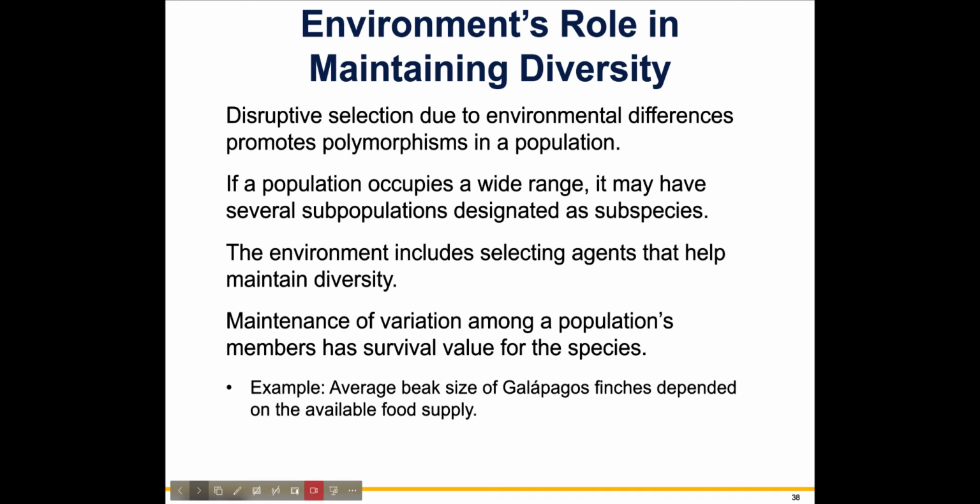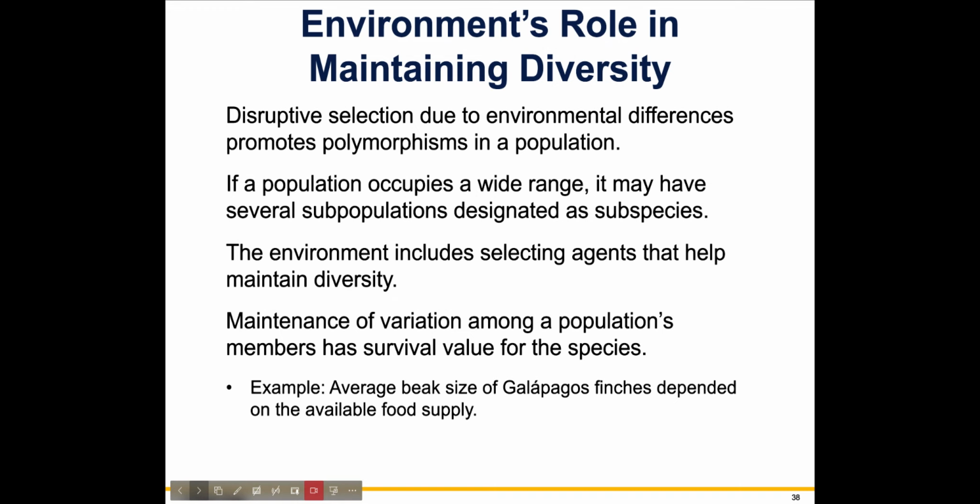And so disruptive selection, because of the environment, actually gives us these sort of multiple forms in our population. And if a population is in a very big range, we can even get little subpopulations, and we may even call them subspecies. And so the environments can change, and then maybe those characteristics in these subspecies, well, now that is what is a better adaptive trait, and we may see more of.